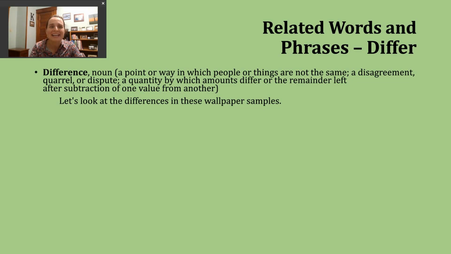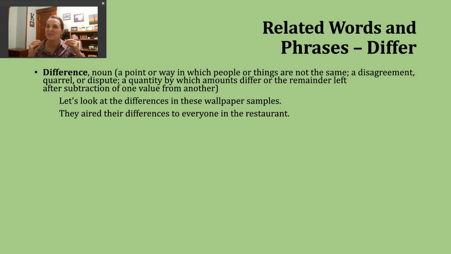A second way to use the noun difference can refer to a disagreement, a quarrel. You might think of that like a fight or a dispute. An example of this might be: they aired their differences to everyone in the restaurant, right? So this is really letting us know they fought, right? Everybody got to hear maybe what they didn't like about someone or something or how someone was acting.